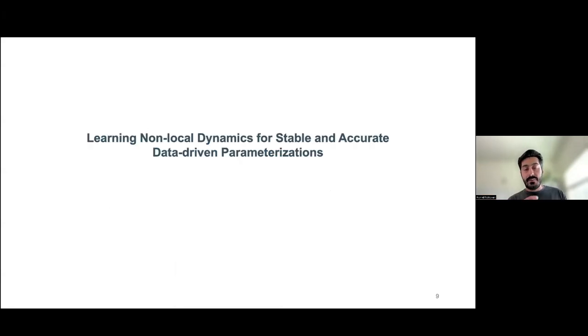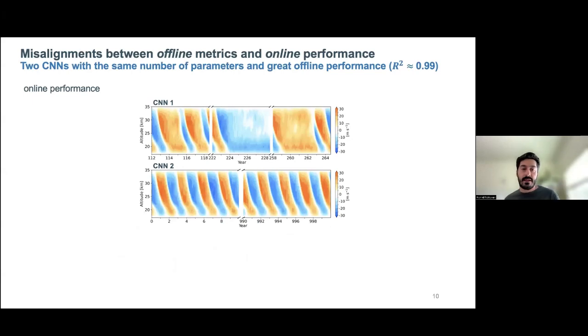Then I'm going to talk briefly about the importance of learning non-local dynamics for a stable and accurate parameterization. One of the challenges that we were encountering during this project was that we couldn't predict the online performance of a CNN based on offline metrics. We usually hear this, that there's some misalignment between the offline metrics and online performance, and it was very frustrating. So here I'm showing 2 CNNs, which I simply call CNN 1 and 2. They have the same number of parameters and the same great offline performance, R squared of 0.99.